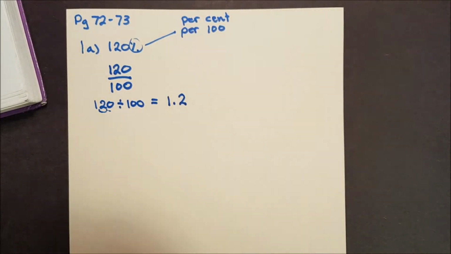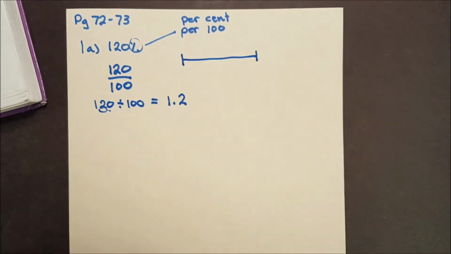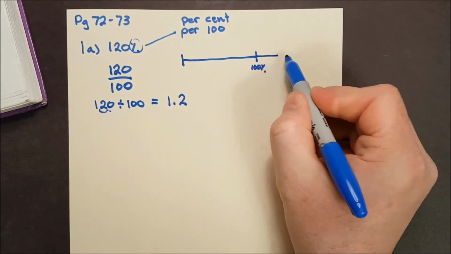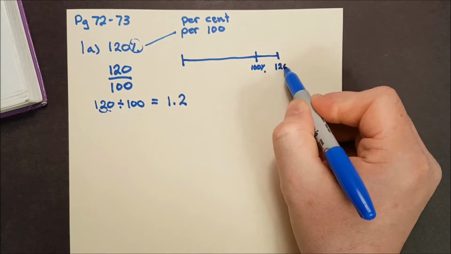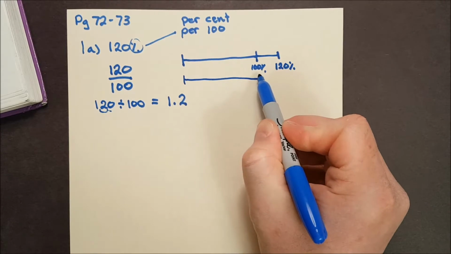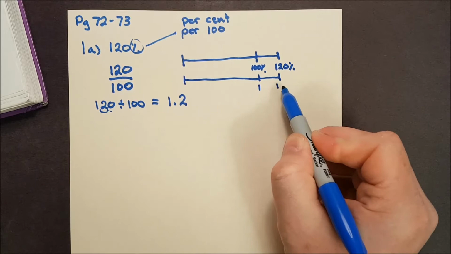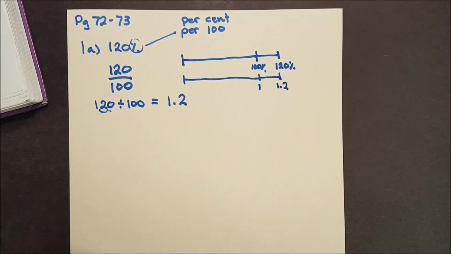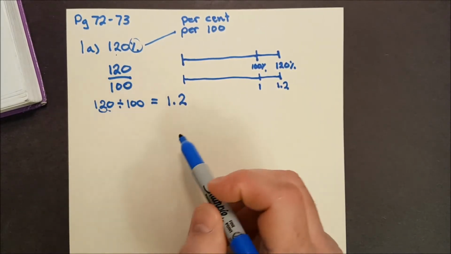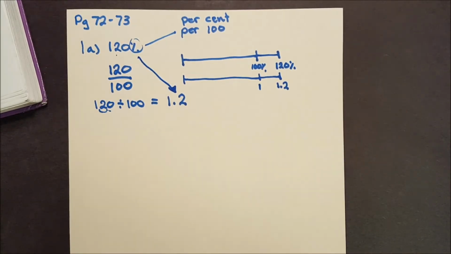It also asked us to draw a diagram. So if I have 100% here, 120% would be a little bit more. Say if I have one whole here, 120% would be one whole and a little bit more. So remember, to convert from a percent to a decimal, we divide by 100.